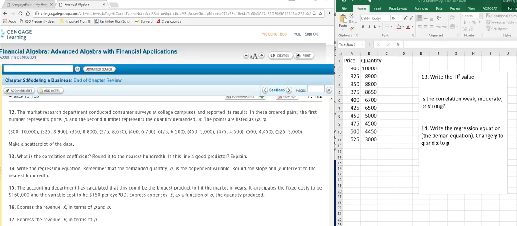This is the Chapter 2 review. We're going to go through and do problems 12, 13, and 14. Again, the spreadsheet was sent to you in your email account. At the bottom of your spreadsheet is a tab that says numbers 12 through 14. So go ahead and make sure you're on this page.